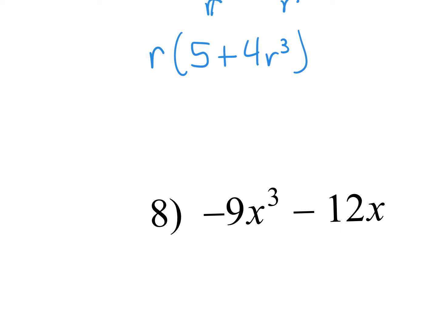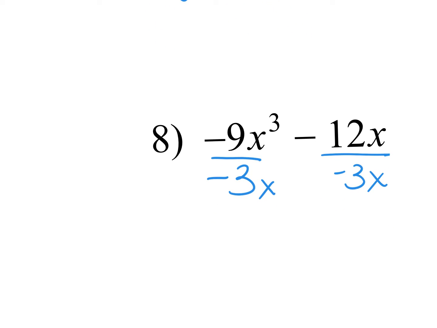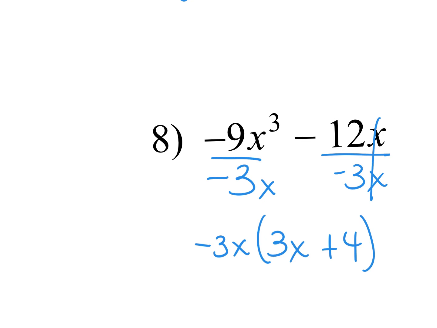Oh, I'm sorry. I'm on 8. I went to 8. What do you notice about 8? It leads with a negative, right? We got to get that out. So I know I'm going to divide out a negative something. What number goes into both 9 and 12? 3. Good. And do I have any letters I can take out? They each have one x that I can take out. So negative 3x. Negative 9 divided by negative 3 is going to give me positive 3x. Good. And then negative 12 divided by negative 3 is plus 4. And x divided by x just cancels out. It's 1.